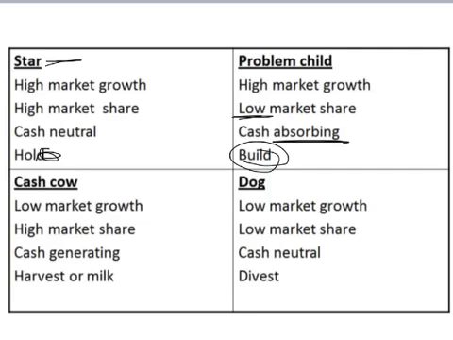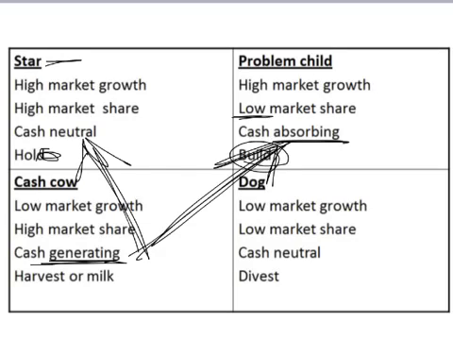A cash cow, we try to milk them. It's going to be in a market with low market growth, so it's going to be in a mature market, but we're probably going to have a high market share in that mature market. This one generates cash. So this one is where we can use the cash to support a problem child, or we can use the cash to develop a star into a cash cow. Dogs are low market growth products with low market share. They are cash neutral, so we don't spend a great deal on them, but nor do we make a great deal from them. We should divest these, hopefully try to get rid of them.